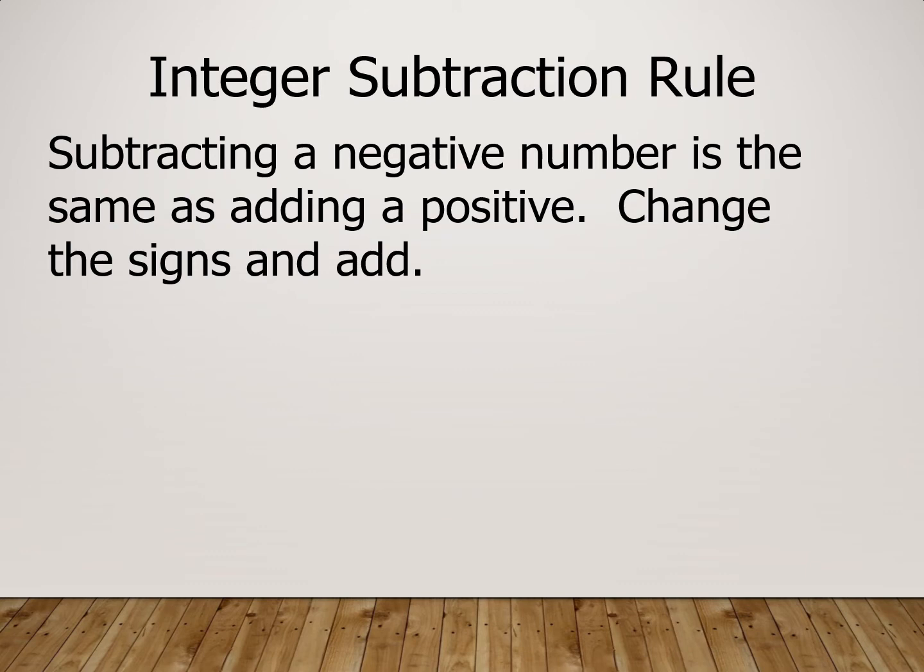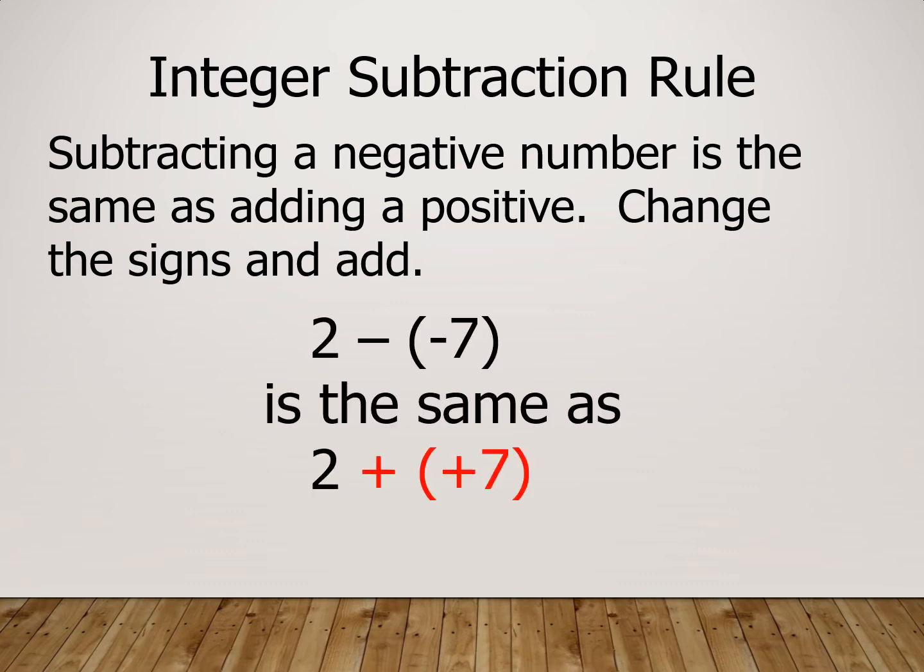Now comes the integer subtraction rule. So we have seen till now the addition rule, in which we have seen the first case when both signs are the same and the second case when both signs are different. Now we will see the subtraction rule. It is very much similar to the addition rule only. Let's see. What is it? Subtracting a negative number is the same as adding a positive.